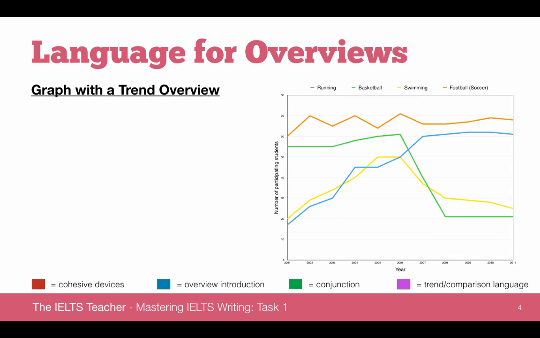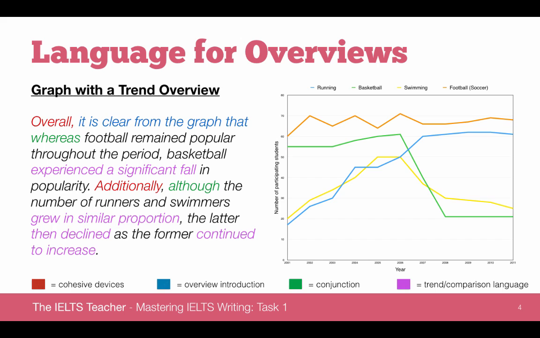We're going to begin by looking at graphs with a trend. So here is an example. Overall, here's your cohesive device. Just makes it very clear that you're now in the overview. It is clear from the graph that, just a little bit more to again make sure the reader knows we're in the overview. Whereas football remained popular throughout the period, basketball experienced a significant fall in popularity. You can see here we've got the conjunction whereas. That's a subordinating conjunction. This ensures that we are addressing the requirement for a complex sentence. We contrast that clause with the following clause, something staying popular with something going down. Basketball experienced a significant fall. So that purple language there is a piece of trend language. It experienced a fall. There's a trend there.